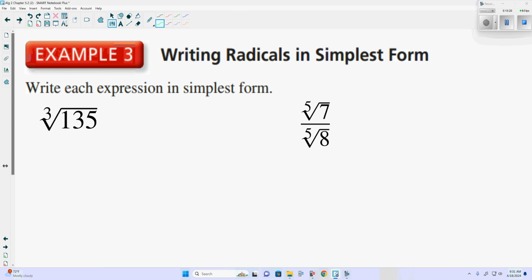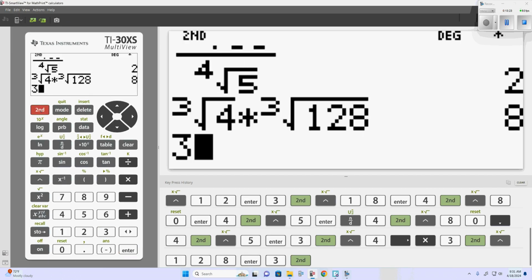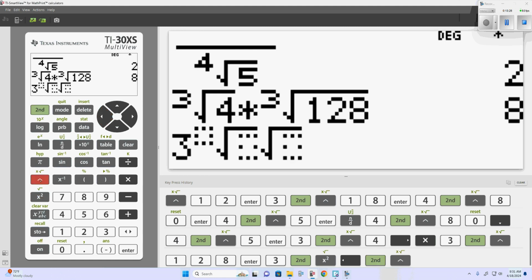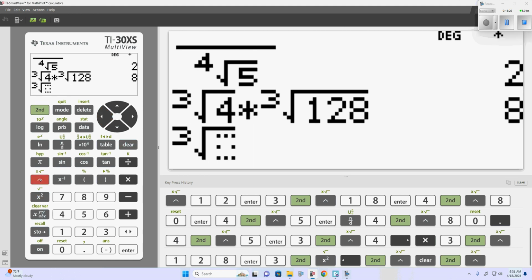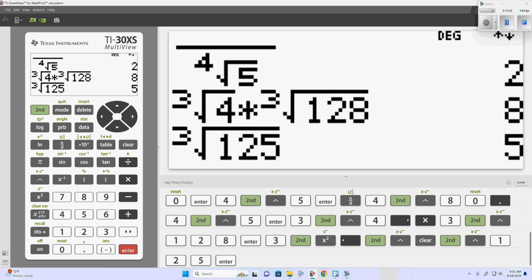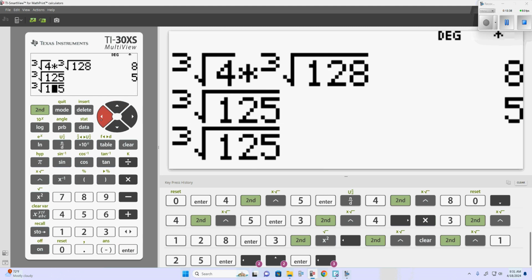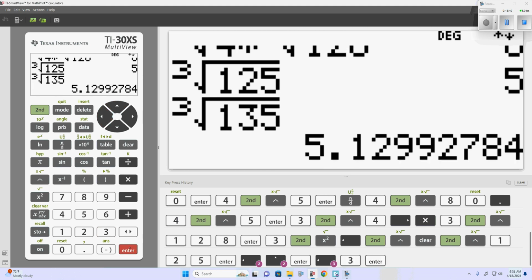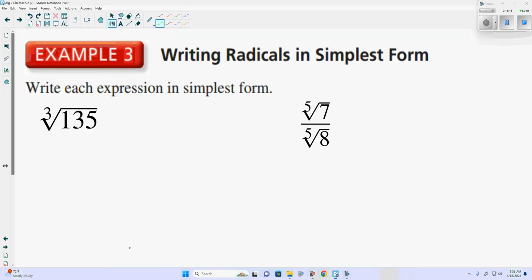Cubed root of 135. Well, as it's been nice so far, does it sound like a nice number? 135. 125 would be nice. 135 is not nice. So these here are where we're going to have to fall back on the factor tree. 135. All right, guys. What's the number that goes into 135? 5. 5 goes into 135 27 times.